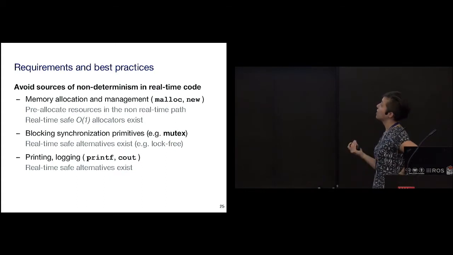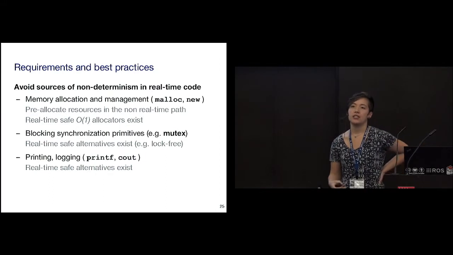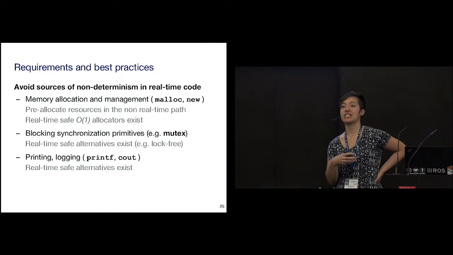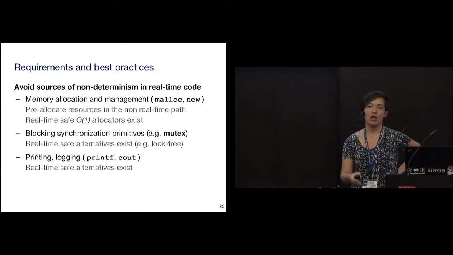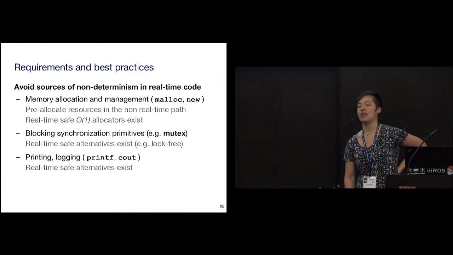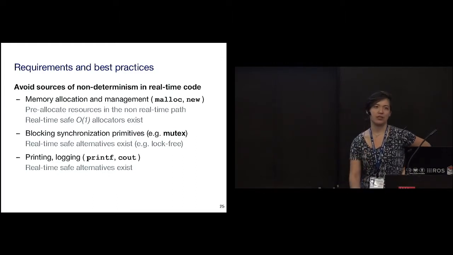There are alternatives, like an O(1) allocator, which is usually a memory allocator that is deterministic or runs in a known constant time, which you can profile. And you can know your memory allocations will only take that amount. But I'm not going to talk too much about those today.